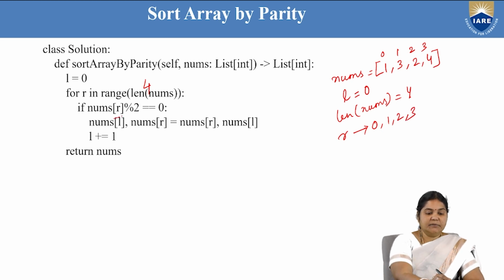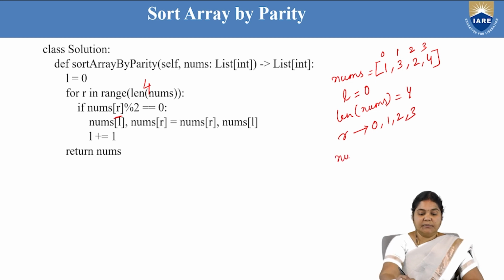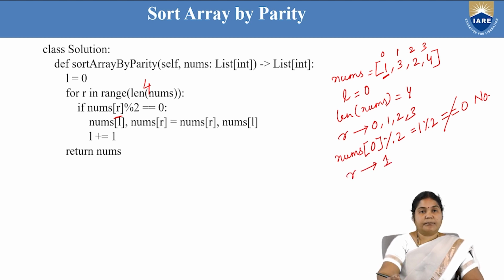Now, if nums of R modulus 2. First time R is equal to 0. Nums of 0 contains 1. 1 modulus 2 is equal to 0? No. If no, then no swapping will take place. Now the second time R becomes 1. Then nums of 1 modulus 2. Nums of 1 contains 3. 3 modulus 2 is 0? No.